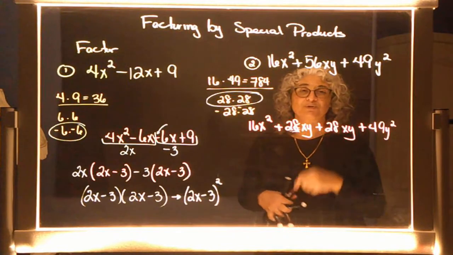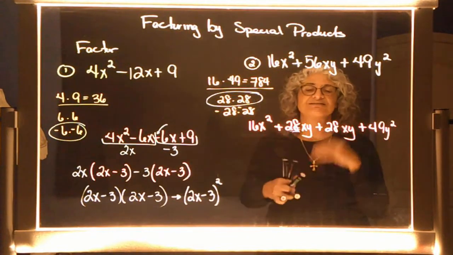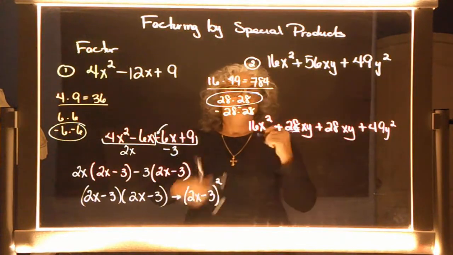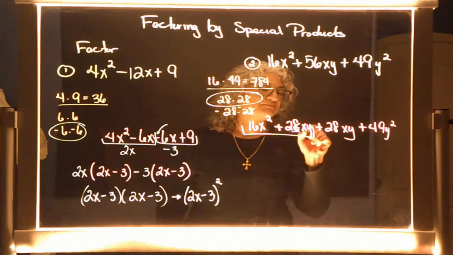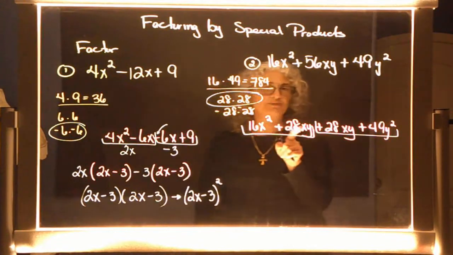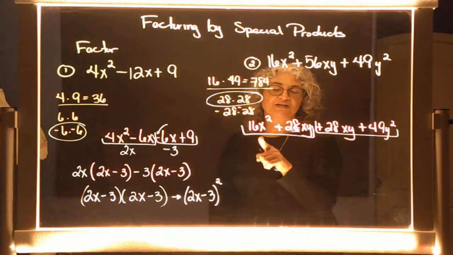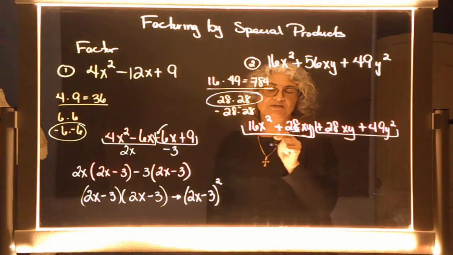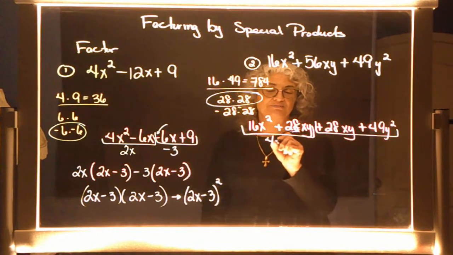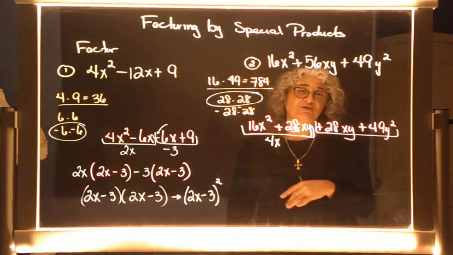Okay, we went from 3 to 4 terms. Excellent. Now what? Break it apart. Okay, so first two, and then the last two, right? So anything in common with the first two? Yeah, out of a 16 and a 28, I can certainly divide both by 4. And I'm noticing that both of them have an x in common.